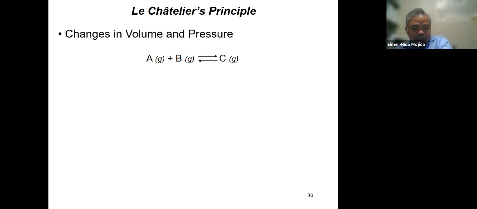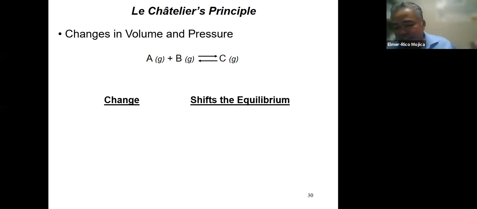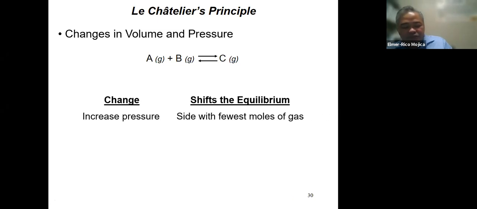Now, this can be a stress if you have, listen to this, an equal number of moles of gases in the product and the reactant sides. If they have an equal number, the changes in volume and pressure will not have any effect. Okay, so if you're going to increase the pressure, the one that is going to be favored is the direction that has the fewer moles of gas.